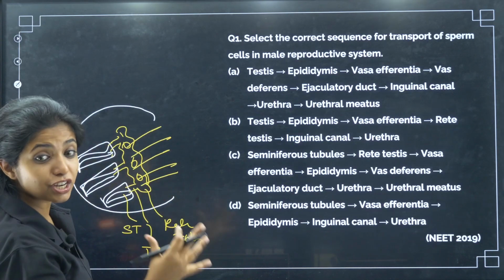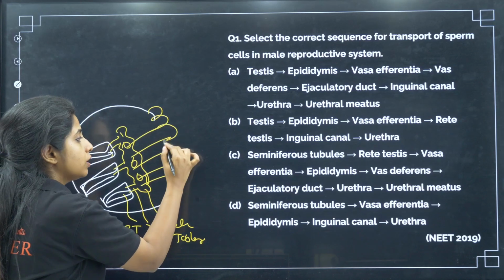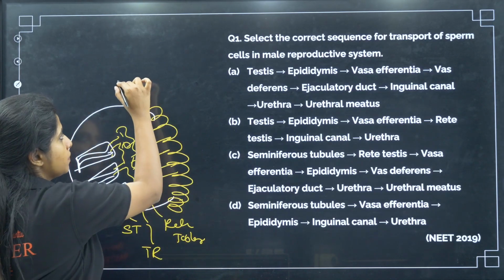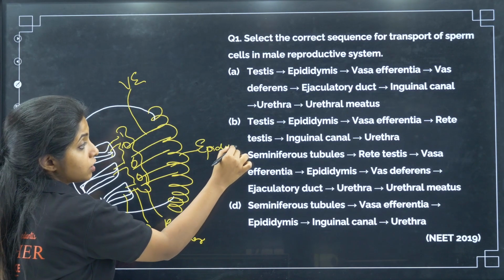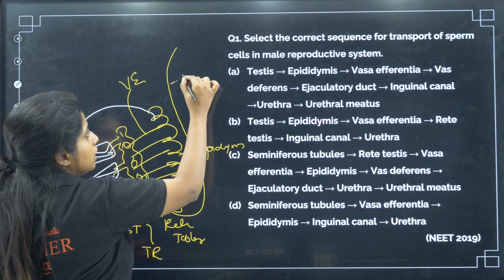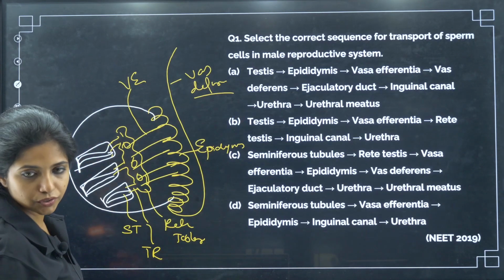So vasa efferentia, E for exit, E for efferentia. Okay, they're exiting, but they have to make a stopover here, and they make a coiled structure, which is known as, first of all, let me write vasa efferentia, and then you have epididymis, which is actually 6 meters long if you keep it open like that. And then from epididymis you have a connecting link that is known as vas deferens.